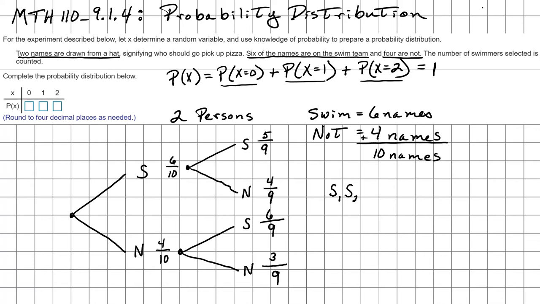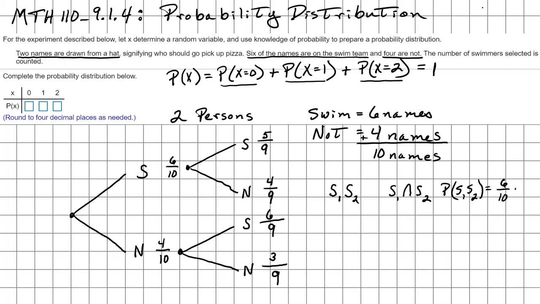And we're going to have actual 4 events here. The first one is going to be, you can draw the first name, and it's going to be on the swim team. And you can draw the second name and also on the swim team. Another way of writing that would be the intersection of these 2 independent events.